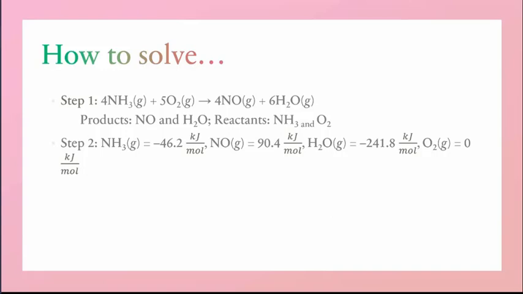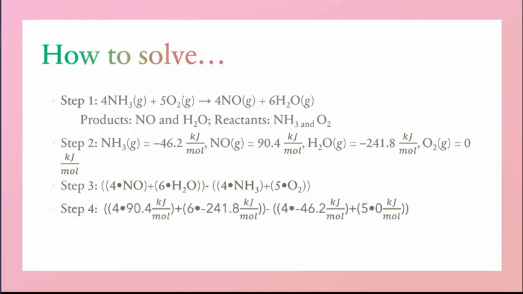For step 3, let's recall the formula for Hess's Law, which is the sum of the products minus the sum of the reactants. Note here that there is a number 4 in front of ammonia and nitric oxide, a 6 in front of H2O, and a 5 in front of diatomic oxygen, so we multiply their heat of formation values by those different values.